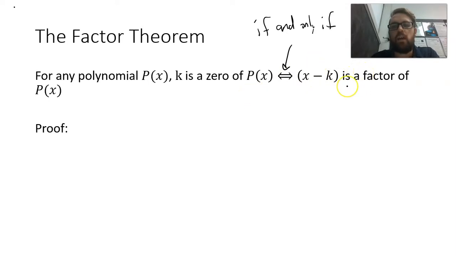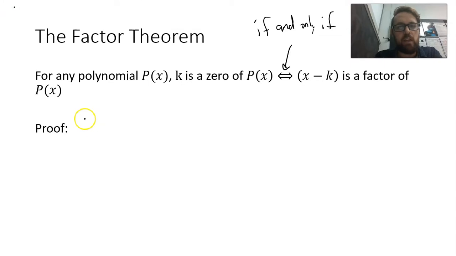All right. So k is a zero of p of x if and only if x minus k is a factor of p of x. All right. So a bit wordy. We'll have a look at what that looks like in practice, and also the proof. So to prove this, we've got to use a couple of things that we have already used previously, and some things that we might have used a long time ago in the past.